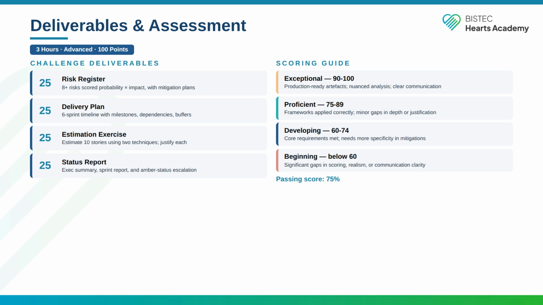Fourth, a status report. Write an executive summary, sprint report, and an escalation for a scenario where the project has moved to amber status. Demonstrate that you can communicate the same situation clearly to different audiences. Scoring ranges from exceptional at 90 to 100, production-ready artifacts with nuanced analysis, down to proficient at 75 to 89, developing at 60 to 74, and beginning below 60. The passing score is 75%.